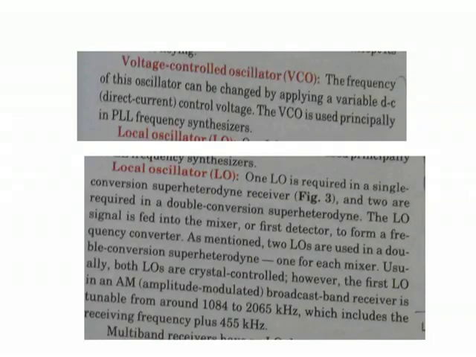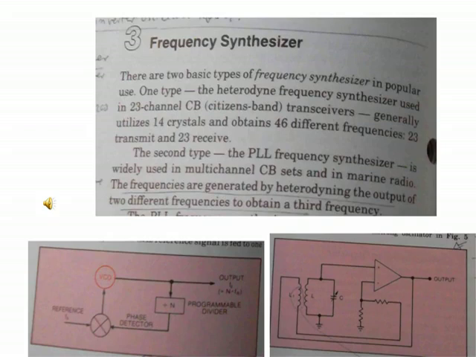The next one is the frequency synthesizer. A frequency synthesizer can form and produce frequencies. So the heterodyne frequency synthesizer is utilized in the 23 channel citizen band transceiver. It utilizes 14 crystals, offering 46 different frequencies: 23 transmit and 23 receive. So it can transmit on 23 frequencies, as well as receive on 23 frequencies.